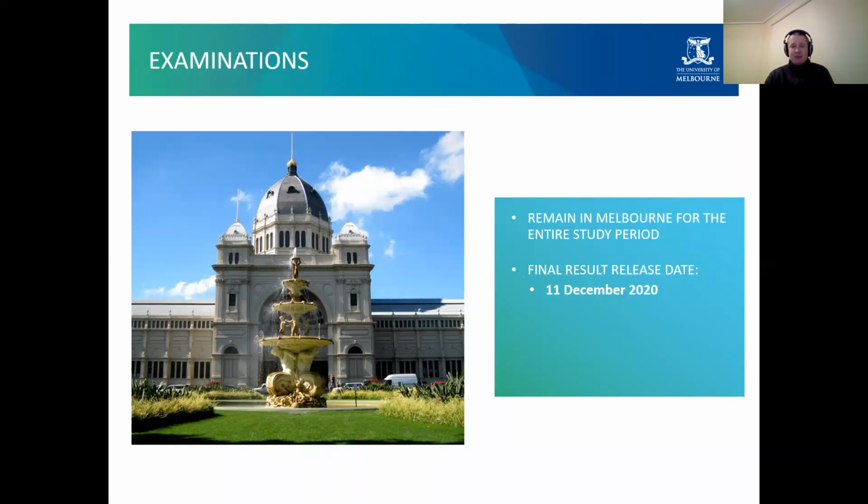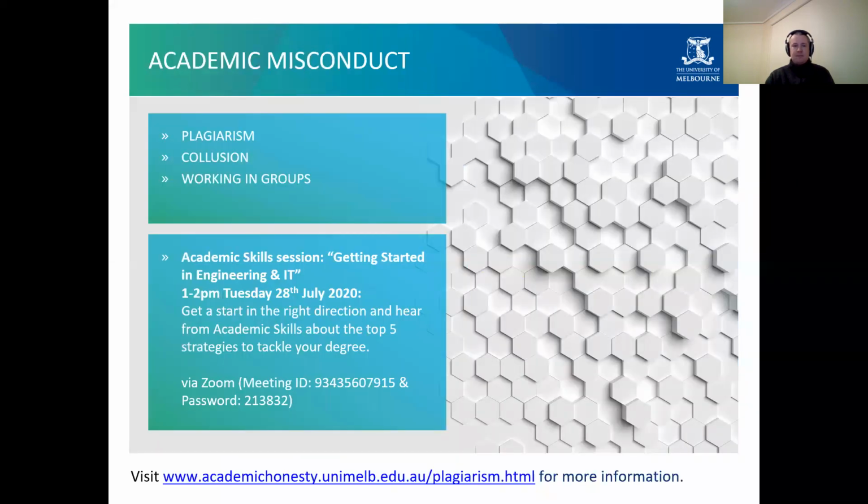But if you're in Melbourne, we recommend that you stay in Melbourne all the way until the final results release date, because even if you have taken all your exams, right, you may not pass an exam. There can be a supplementary exam scheduled for you. Many things can happen. So the final results release date for semester 2 is December 11.